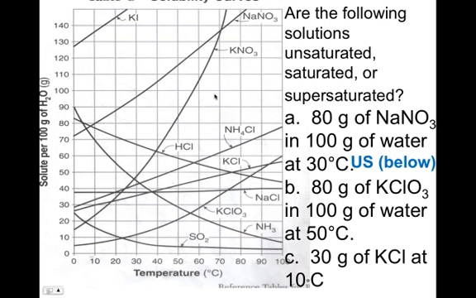Our next example is looking at 80 grams of potassium chlorate at 50 degrees. This point here on my graph. The curve for potassium chlorate is down here, so we have more than a saturated solution, or a supersaturated solution. And the last question is looking at 30 grams of potassium chloride at 10 degrees, right there on my graph. And it appears to be right on the line for potassium chloride, making this a saturated solution.